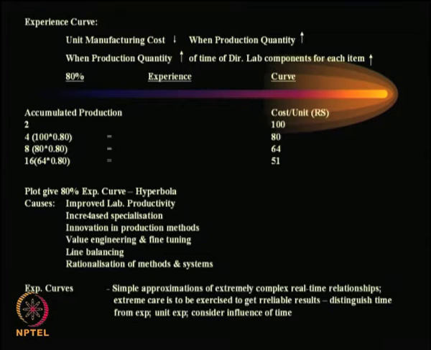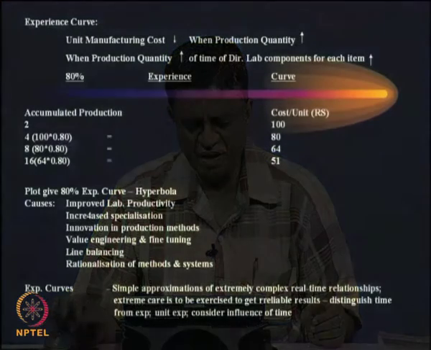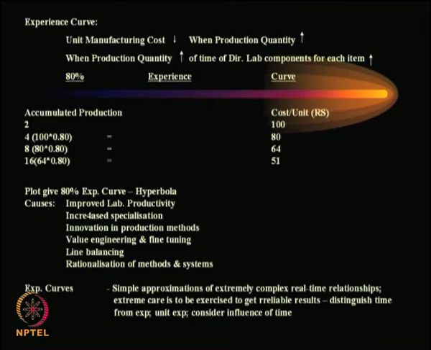Now, suppose you are operating in an 80% experience curve. So, this experience curve is a typical hyperbola. Suppose you are operating in, let us say, a typical 80% experience curve, and suppose your accumulated production, let us say, is 2 units and the cost per unit is rupees 100.